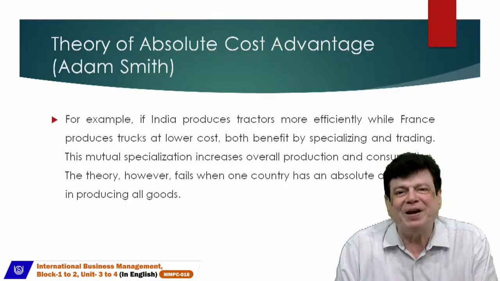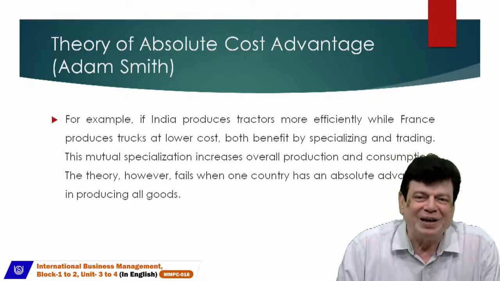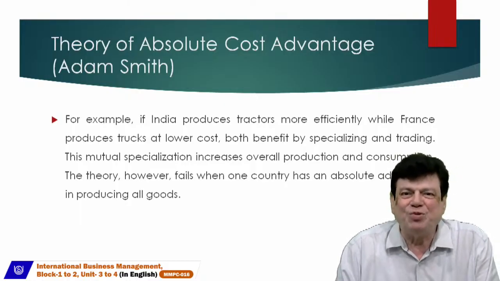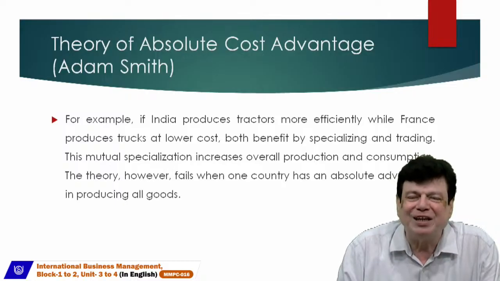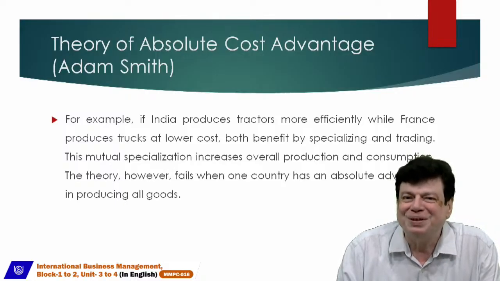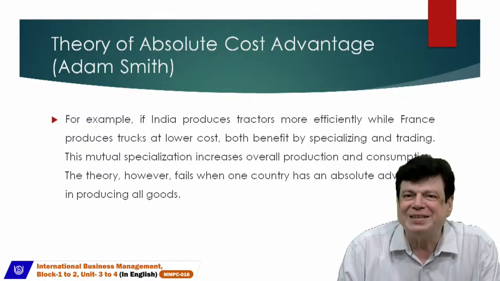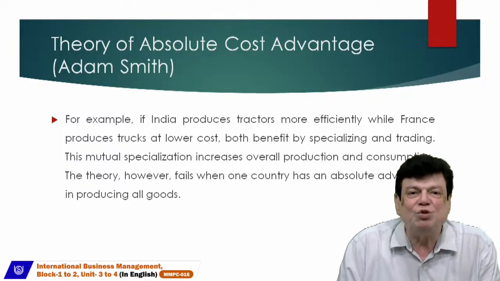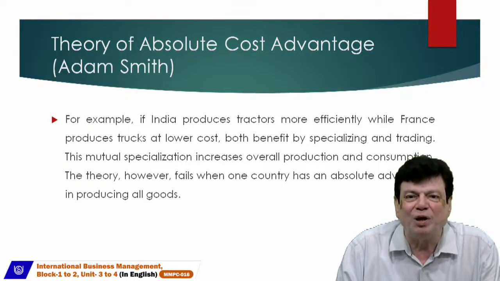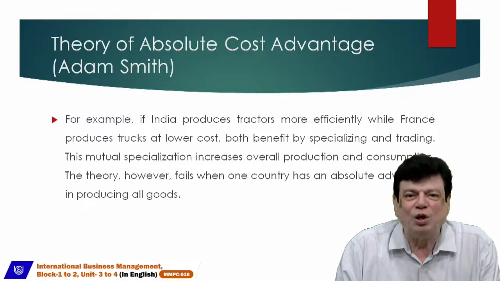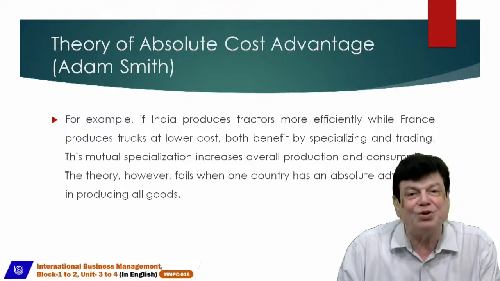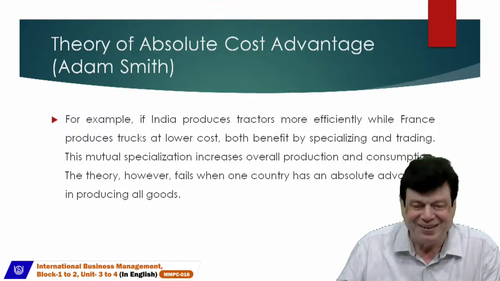So they have explained by example what Adam Smith said. If India produces tractors more efficiently while France produces trucks at lower cost, both benefit by specializing and trading. This mutual specialization increases overall productivity and consumption. The theory, however, fails when one country has an absolute advantage in producing all the goods.